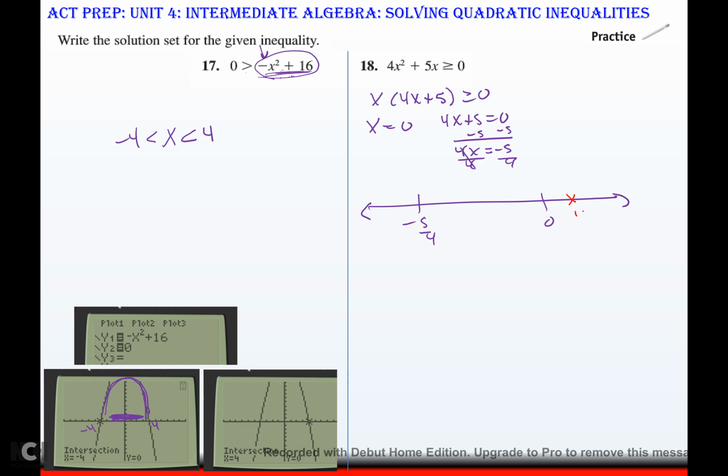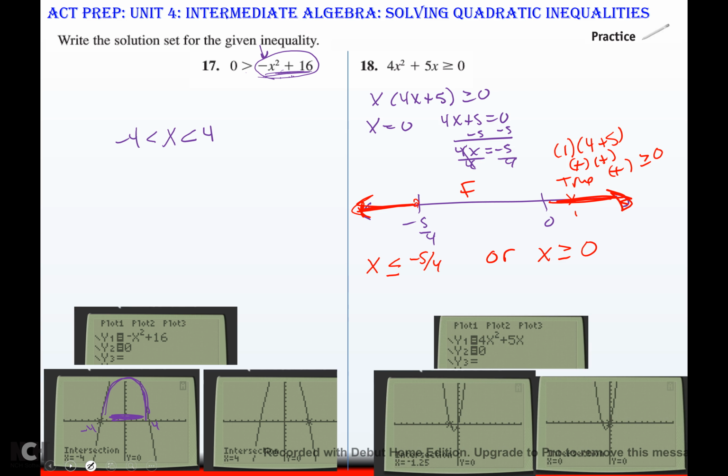So if I pick 1, I would have 1 times 4 times 1 is 4. That's a positive times a positive, which is a positive, which is greater than 0. So this is true, which means the middle is false, which means this is true, which means x is less than or equal to negative 5/4, or x is greater than or equal to 0. And if we check the graph, okay, I want to know when is the parabola above, which is here and here, which correspond to the outer x's.